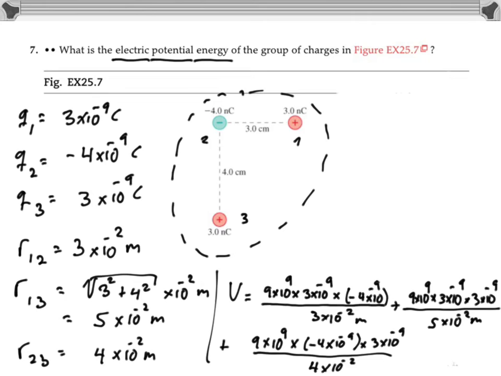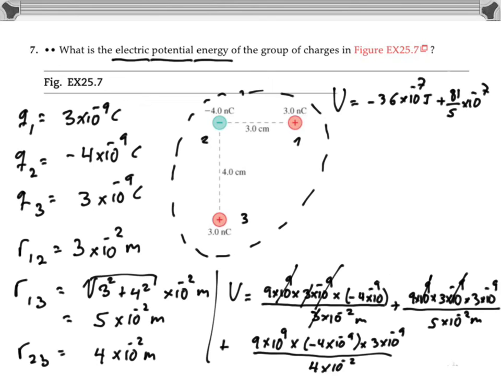And plugging in all those numbers, for the first term, we can see that 10 to the 9 and 10 to the minus 9 are going to cancel. There's a 3 in the numerator that cancels the 3 in the denominator. And for the first term, we get 9 times 4, which is 36, so minus 36, notice the minus sign, minus 36, and 10 to the minus 9 divided by 10 to the minus 2 is 10 to the minus 7. So that's our first term.